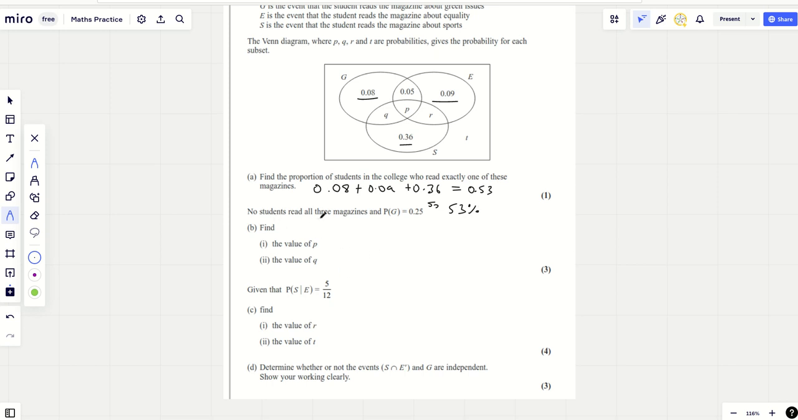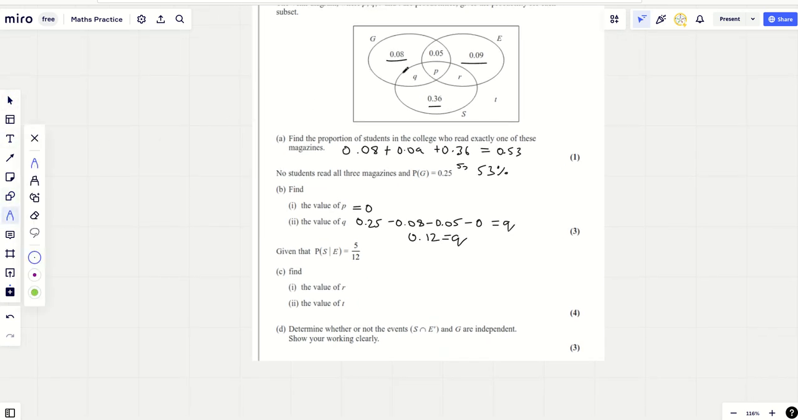No student reads all 3 magazines, and P of G is 0.25. So nobody reads all 3, so little p must be 0, and P of G is 0.25. So 0.25 minus 0.08 minus 0.05 minus 0 will equal Q, and that gives us a value of Q of 0.12, I think. Cool. Okay, right, well, we're getting there, aren't we? It's nice, actually, if you've got this in the exam, to write these values down on there for later, so that we know.